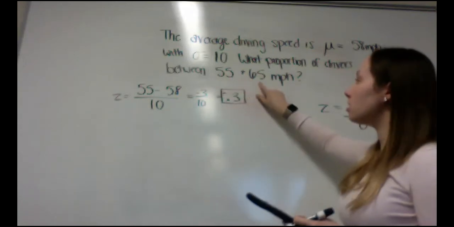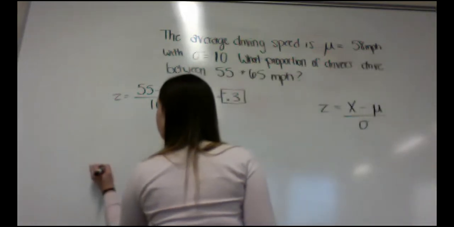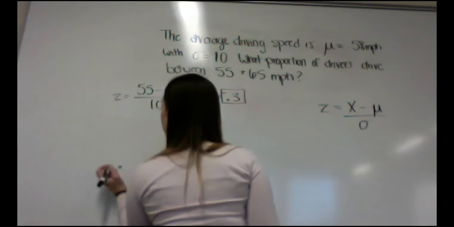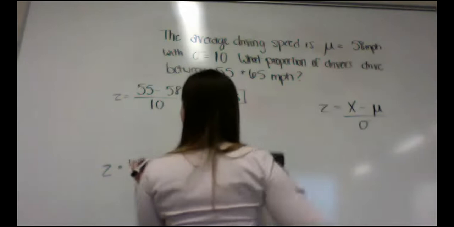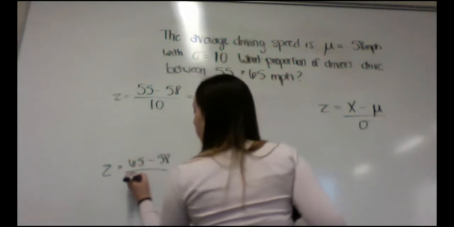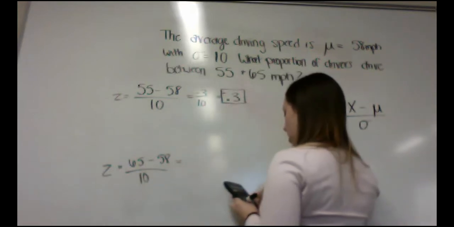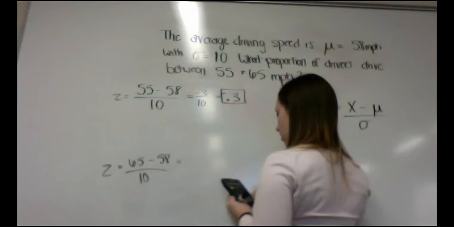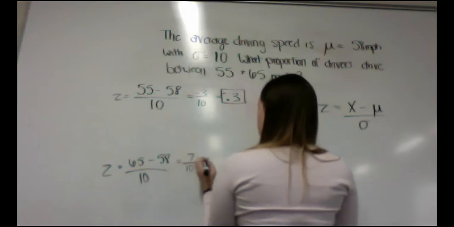Now we're going to convert that raw score into a z-score. 65 minus 58, because again, that's our mean, over 10, because again, that's our standard deviation. So we do this subtraction, 65 minus 58 gives us 7 over 10, which gives us 0.7.